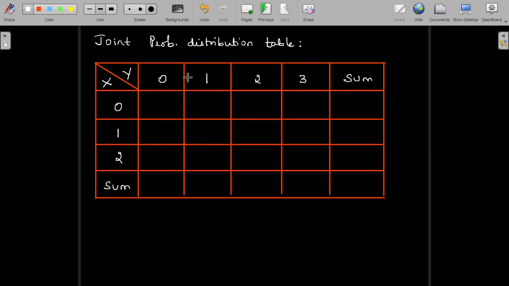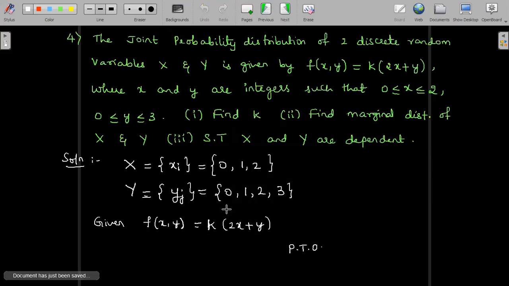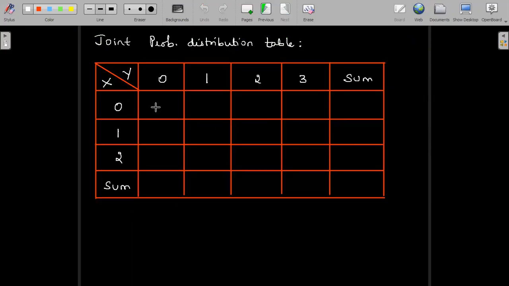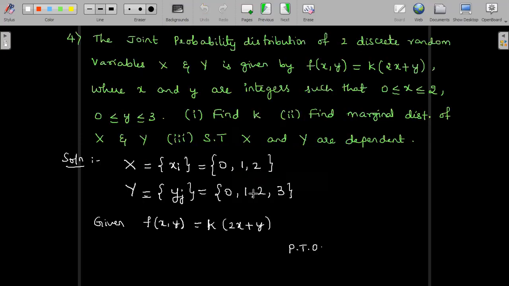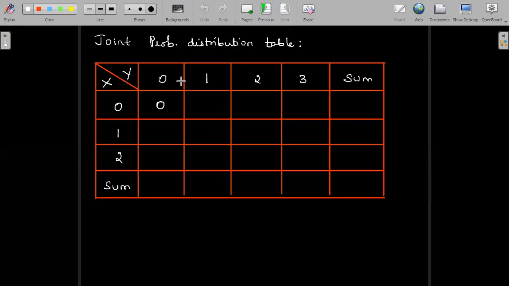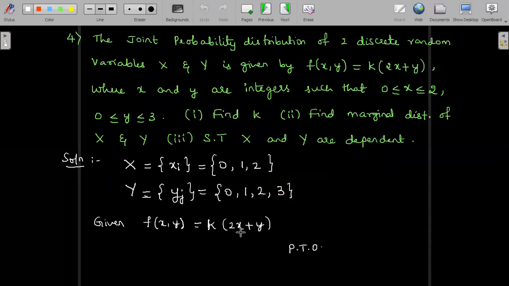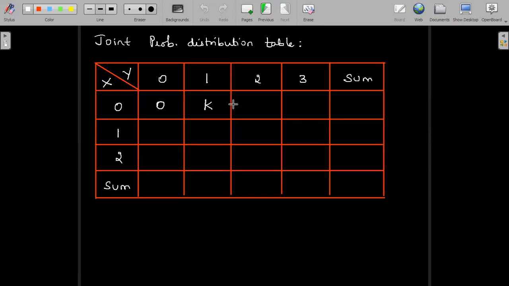Now when x is 0, y is 0. Let us substitute x equal to 0 and y equal to 0 in f of x comma y. So f of x, y will also be equal to 0. So the very first value is 0. And when x is 0, y is 1, this will be k. That is the first row, second element. Then when x is 0, y is 2, this becomes 2k for us.